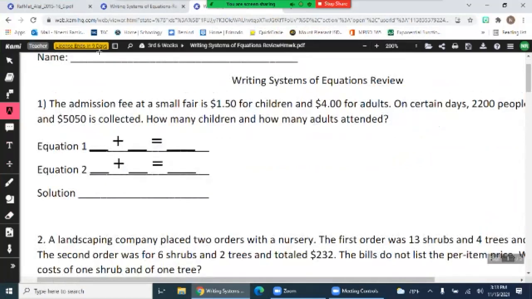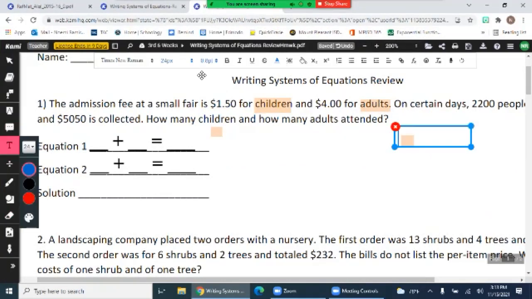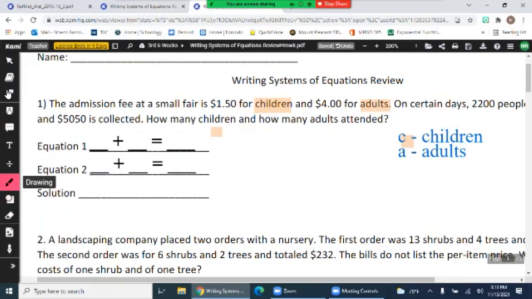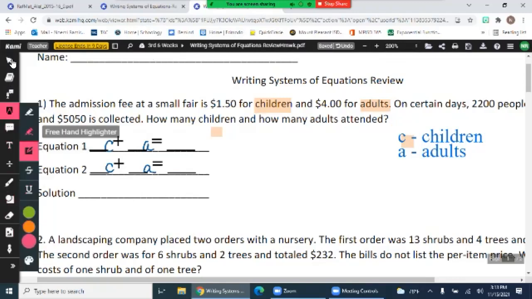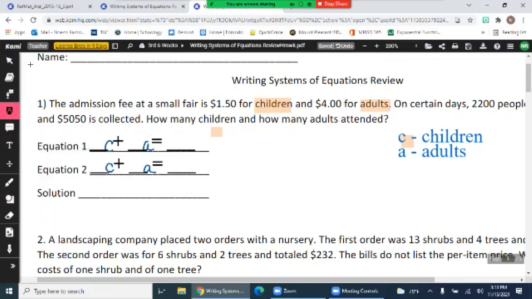Now on number one, our variables are going to be children and adults. So let's type that in. Maybe C for children, A for adults, and make sure you insert that. CA, CA. And the two totals that they give us here would be the 5,050 and the 2,200 people.